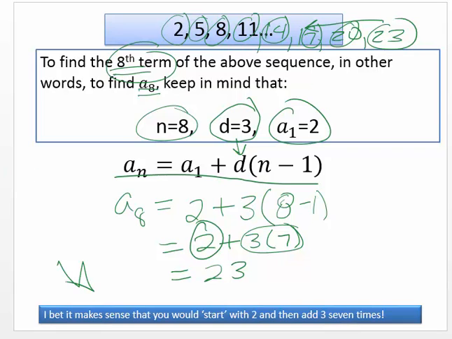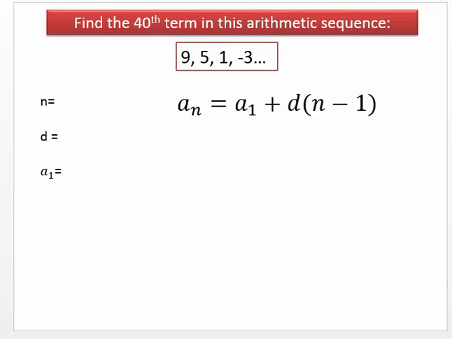Okay, if I'm going to get through all the slides I want to get through, I better hustle up here. Let's find the 40th term in this arithmetic sequence. So we're trying to find the 40th term, so n would be 40. If you look at that sequence, do you agree that we are subtracting 4 each time? Well, subtracting 4 is the same as adding negative 4, so the common difference is negative 4.